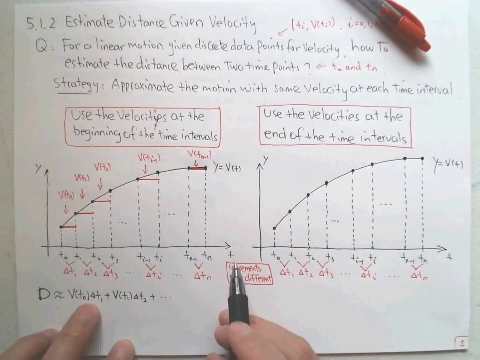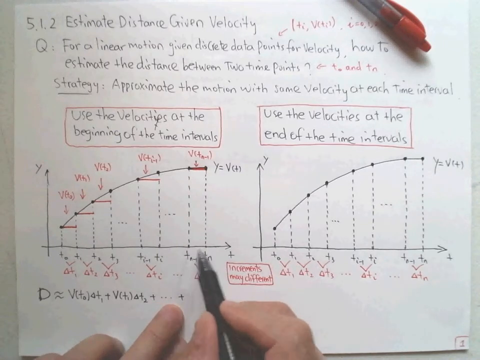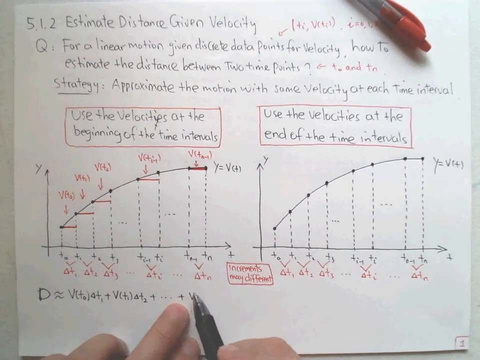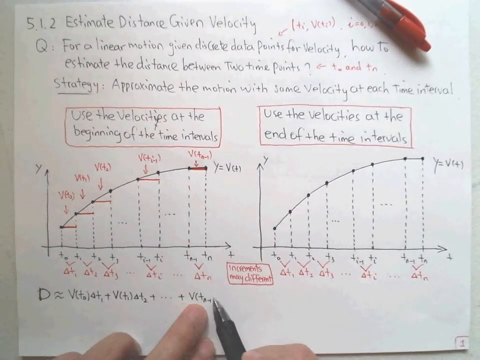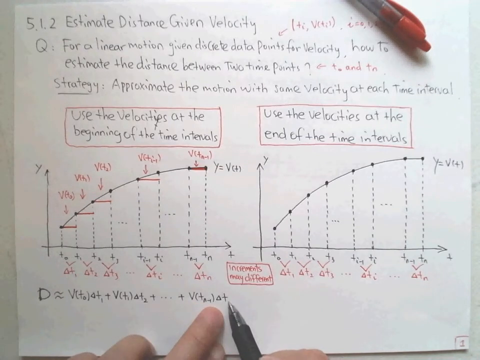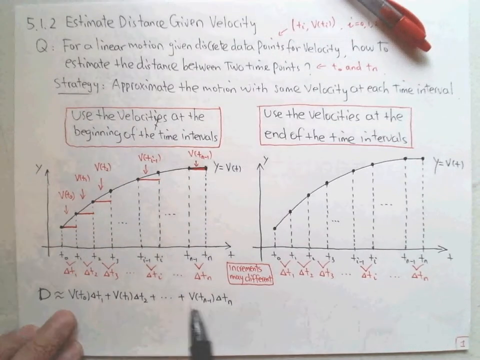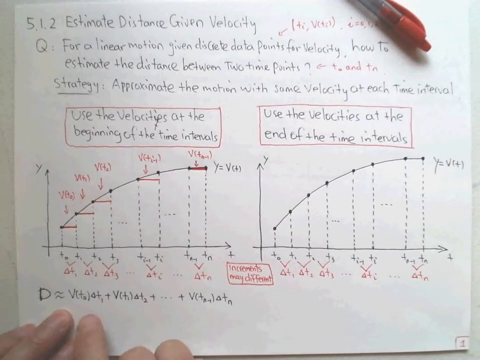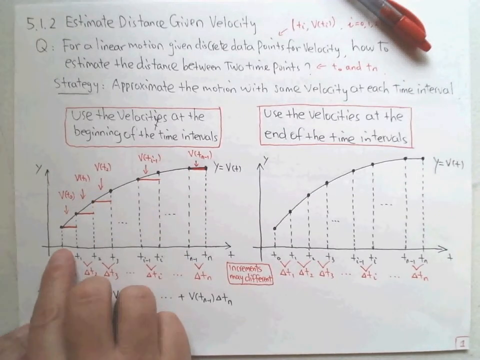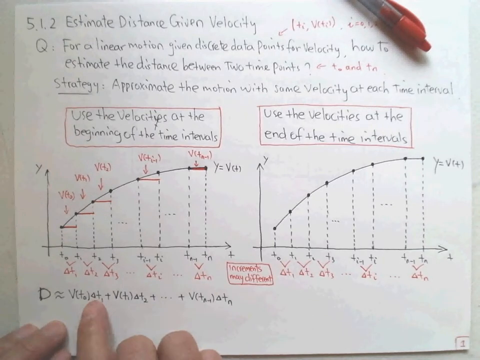This is the first distance, and the second distance goes to the last small interval, which is the velocity at t_{n-1} times delta t_n, right? Okay, so now let's look at this. What is this? V is the height, delta t is the width. The height times the width. This goes to here.